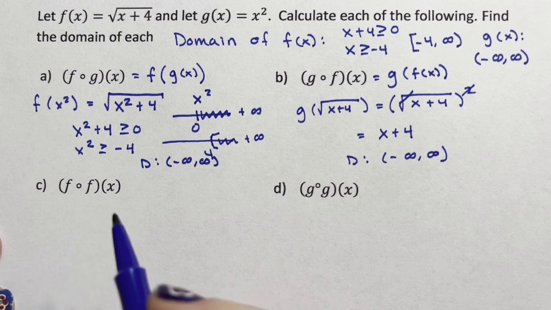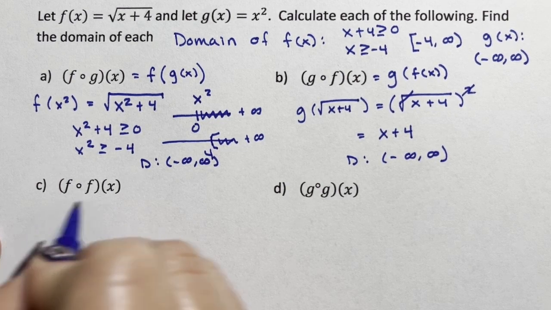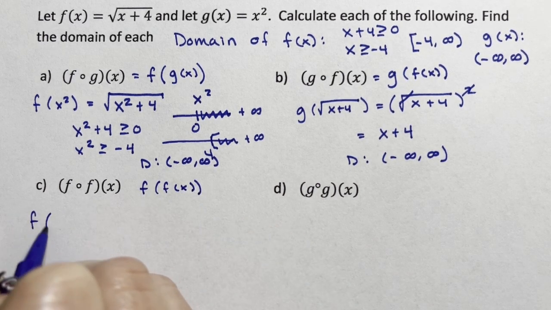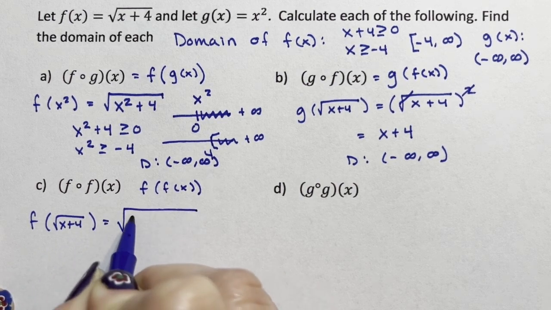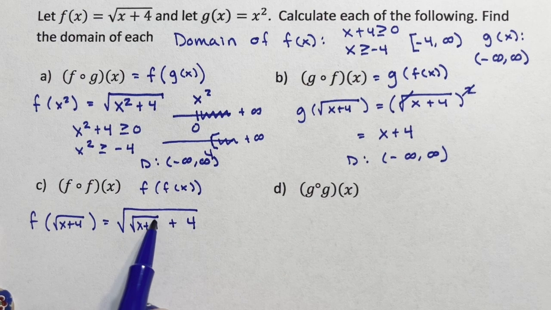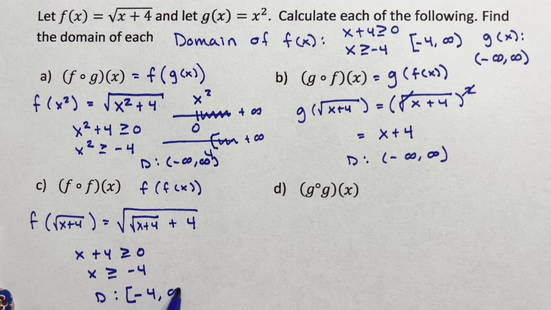f of f of x, this one's kind of funky, fun, and interesting. So we're doing f of the square root of x plus 4, which means we're going to have the square root of the square root of x plus 4, plus 4. Well, this right here says that x plus 4 has to be greater than or equal to 0, so x has to be greater than or equal to negative 4, so our domain is negative 4 to infinity.